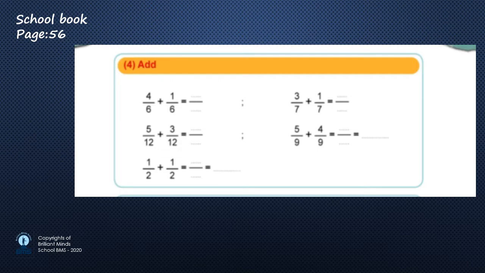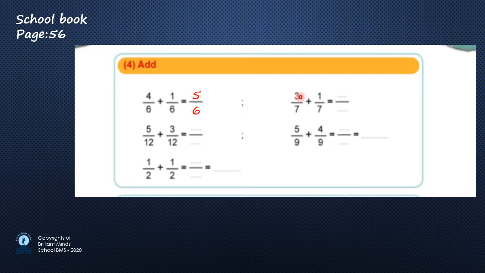Okay, we're still in the book, page 56, question number 4. The first one, 4 sixths plus 1 sixth equals. What are the steps? Do you remember the steps? Drop the D, so we drop the 6. Add n, 4 plus 1 equals 5. Check for simplify. Is 5 over 6 in the simplest form? Yes, because we can't find 5 and 6 in any table other than table 1.